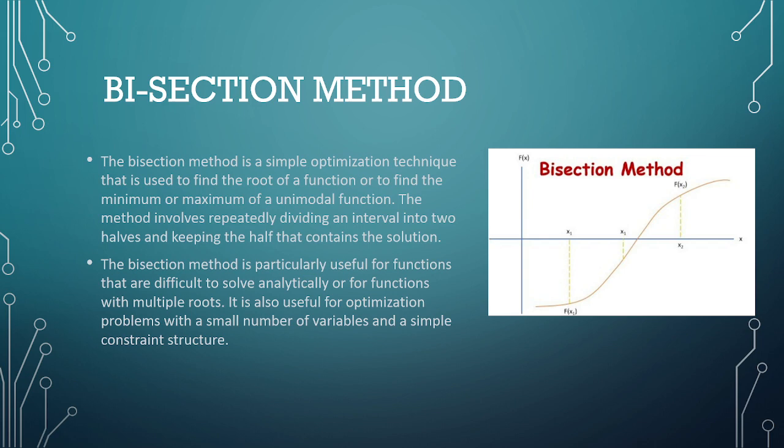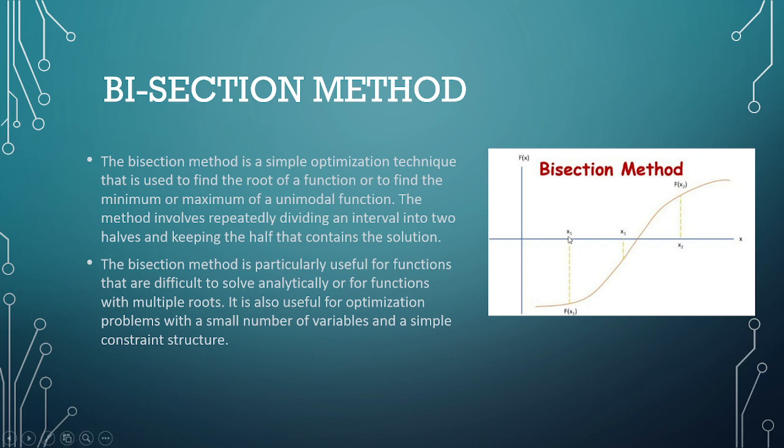Usually the bisection method is a simple optimization technique that is used to find the root of a function, or to find the minimum or maximum of a unimodal function. The method involves repeatedly dividing an interval into two halves and keeping the half that contains the solution.